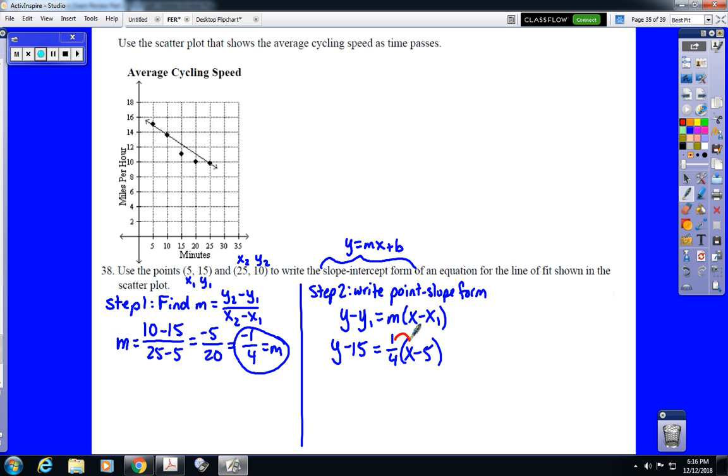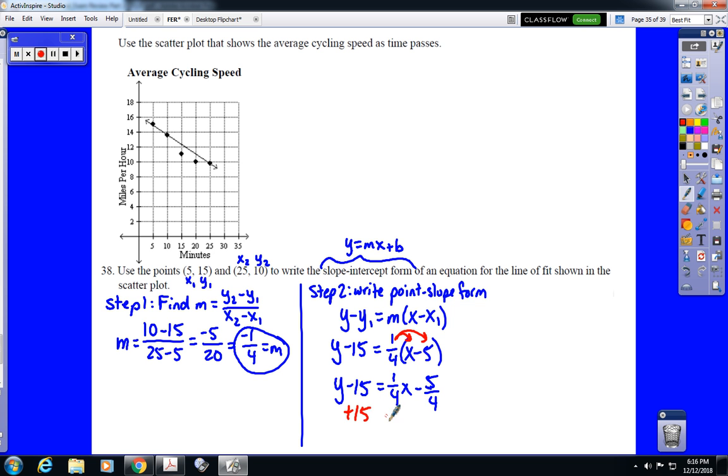Okay, so I'm going to distribute the negative 1/4, which would give me y minus 15 equals negative 1/4 x plus 5/4. Notice how I'm not turning that into a decimal. I'm not writing 1.25. Not doing it. This is Algebra 2. You should be using fractions, not decimals.